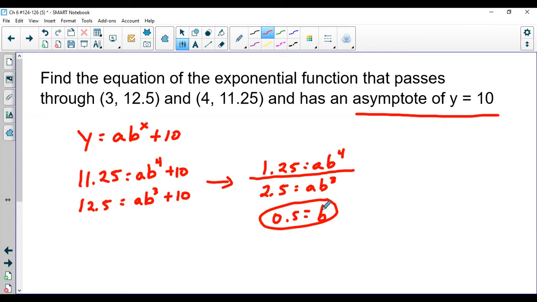And again, I'm going to plug that back in, figure out what my a value is. So maybe I go to the second equation, and it doesn't really matter which one I go to. This time I'm going to divide by a half cubed. So if I take 2.5 divided by a half cubed, I get 20.